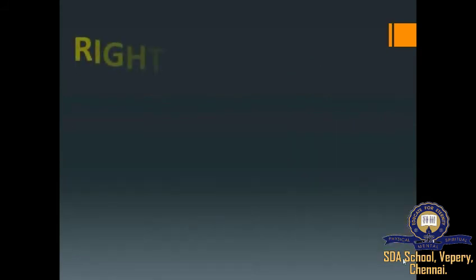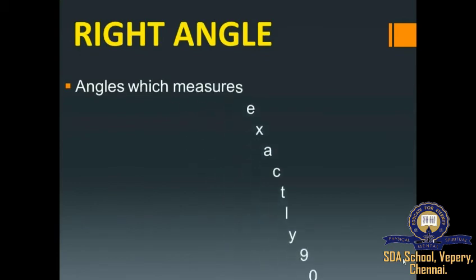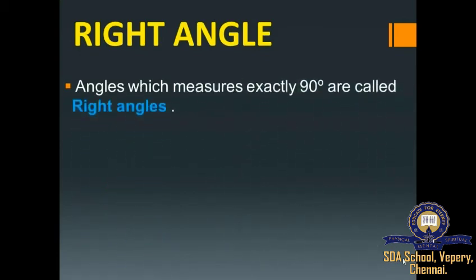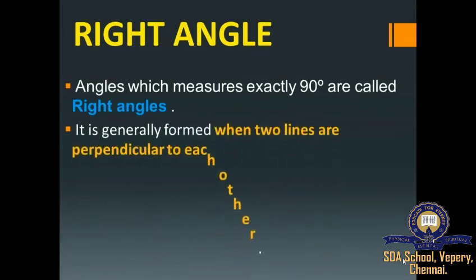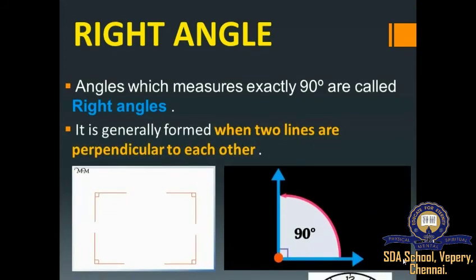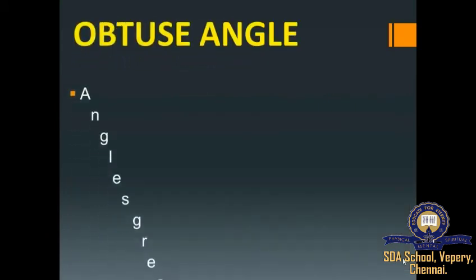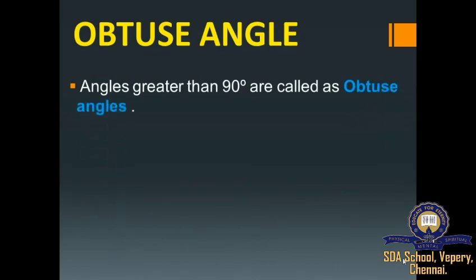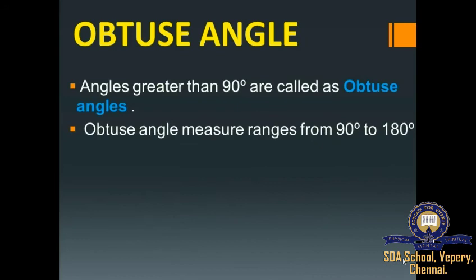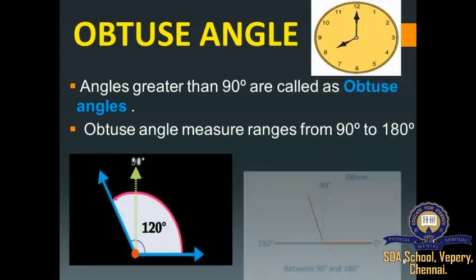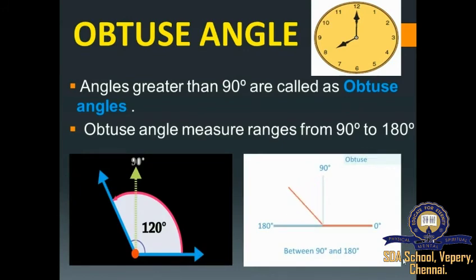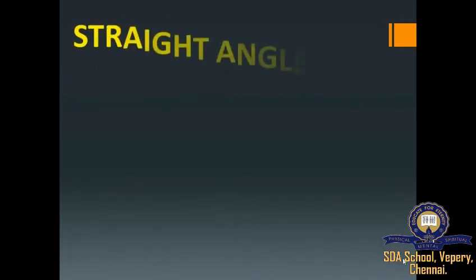Okay, and next we moved on to the right angle. So what are right angles? Angles which measure exactly 90 degrees are said to be right angles. Okay, so it is generally formed when two lines are perpendicular to each other. Okay, and next we moved on to the obtuse angle. What are obtuse angles? Angles greater than 90 degrees are called obtuse angles. Okay, so the obtuse angle measure ranges from 90 degrees to 180 degrees, and then we saw the pictures of obtuse angles, right?